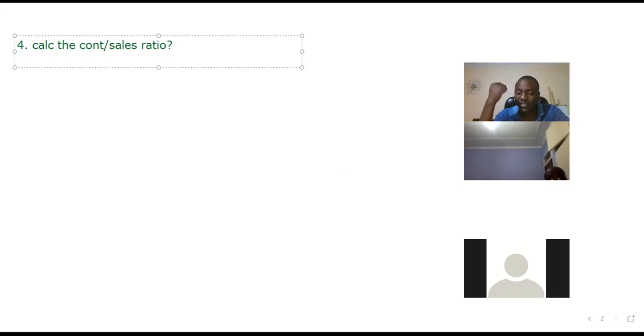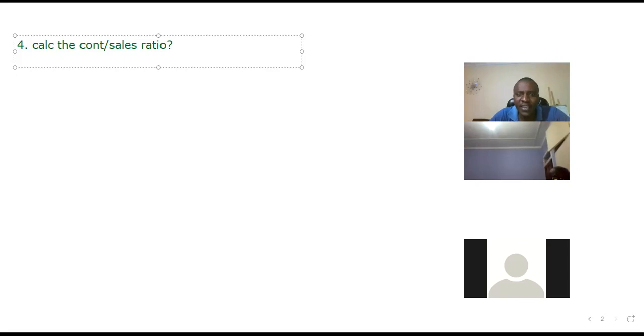What is the CS ratio anyway? The CS ratio is simply the contribution divided by the sales. It's a very easy calculation. We get the contribution, we divide by the sales. What are we trying to achieve? This helps us know the amount of contribution that is earned for every 1 quarter worth of sales revenue. For every 1 quarter we sell, how much contribution do we make? That is what is revealed by the contribution sales ratio.